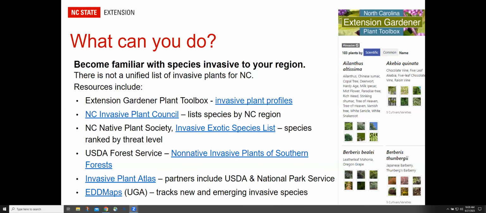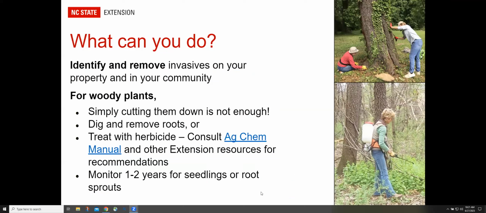So get to know the invasive species in your area, look and scout in your yard and on your property, and work to remove those plants. Sometimes you can do physical removal, but a lot of times, especially when we start talking about some of the woody species, just cutting them down is not enough, and it's often very difficult to pull them up if they're established. You could potentially dig them up, but you would need to remove the roots.